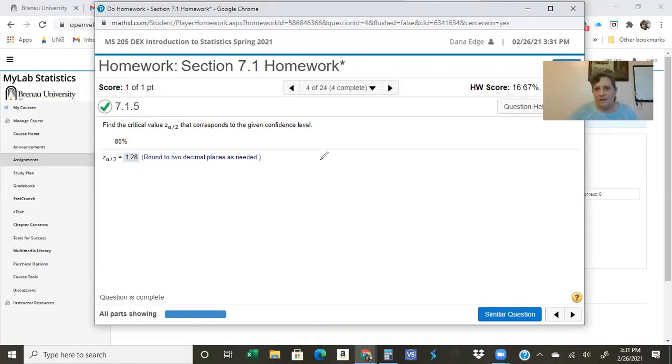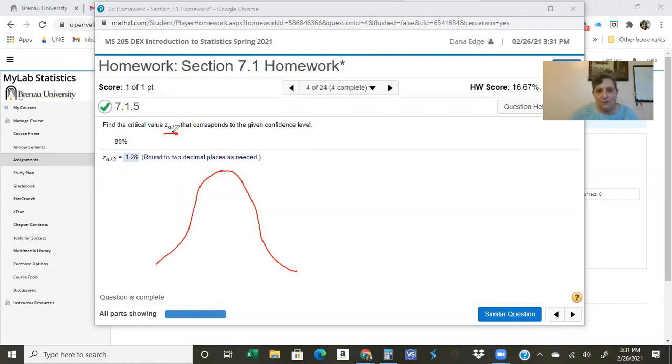When we're working on estimating a population proportion from a single sample proportion, there's several things we need to be able to deal with. The values of z for z sub alpha over 2. Recall that z is the number of standard deviations away from the mean.